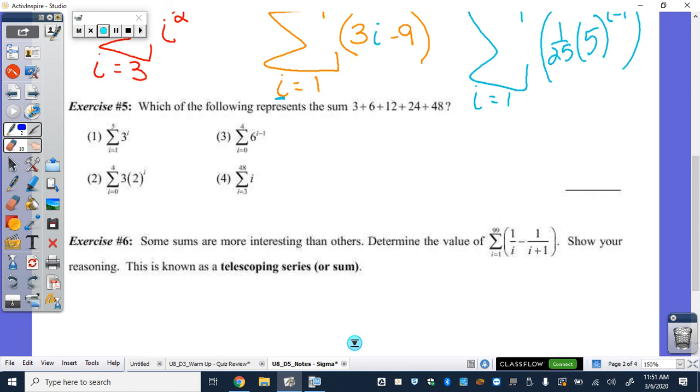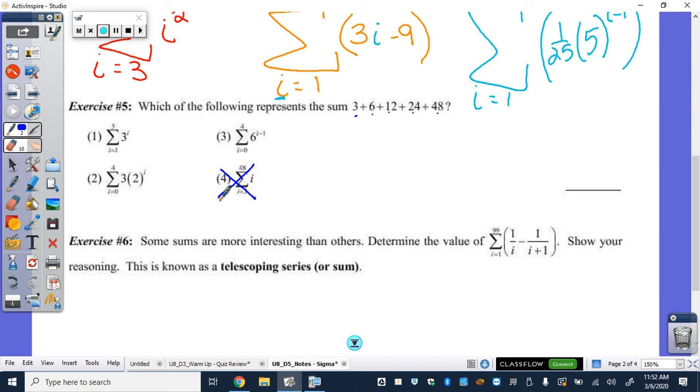Okay, let's take a look at number 5. So we have 3, 6, 12, 24, 48. They want us to figure out which summation is going to give us that sequence. So first off, we have how many numbers here? We got 5 numbers. So if I'm looking at just my top and my bottom, 1 to 5, that would work. That would be 5 numbers. 0 to 4, that would also be 5 numbers. 0 to 4 again, that would work, but 3 to 48, that's not going to work. That's too many numbers, so I've got to at least narrow down a little bit.